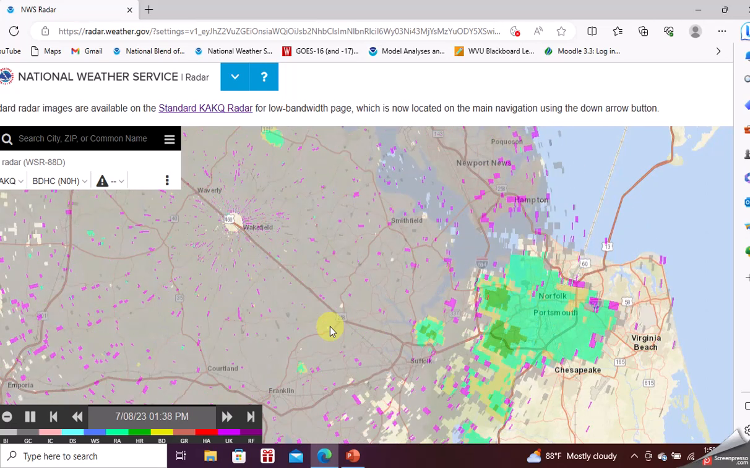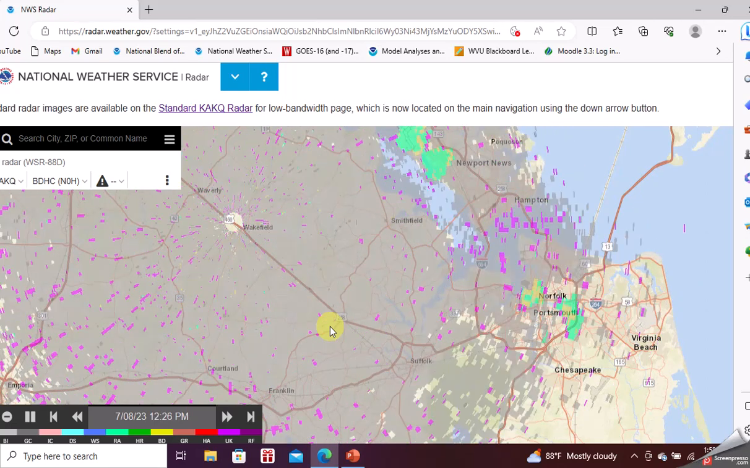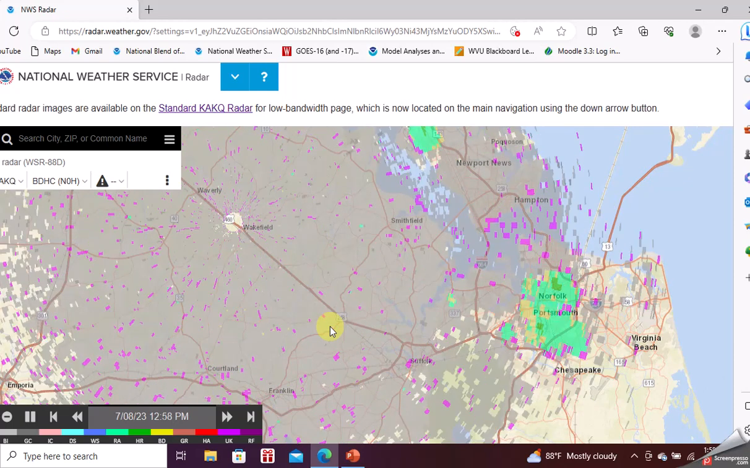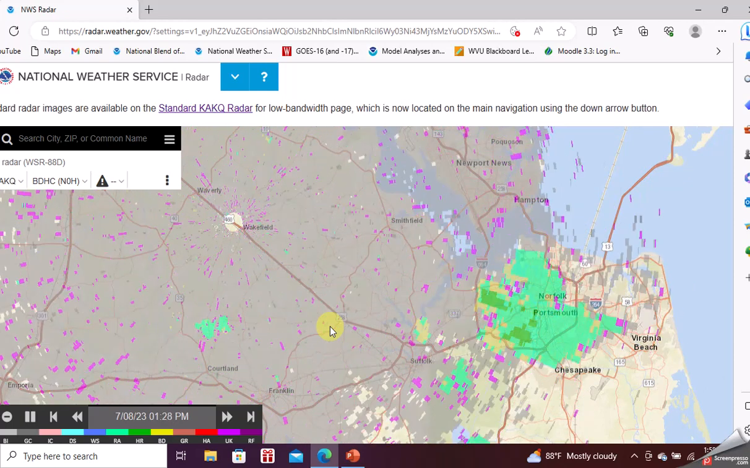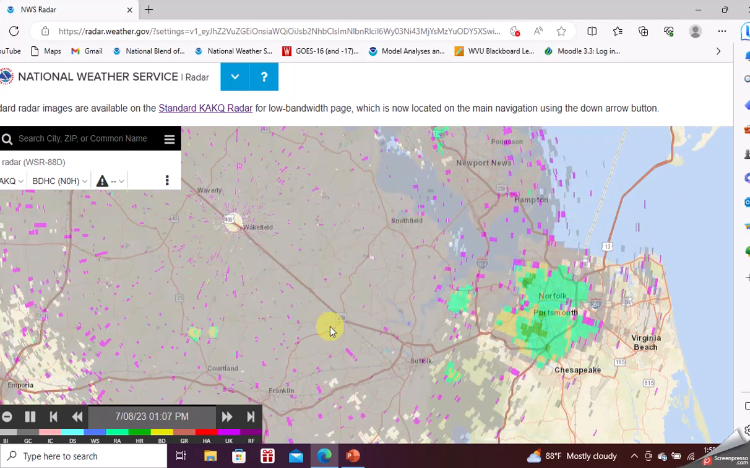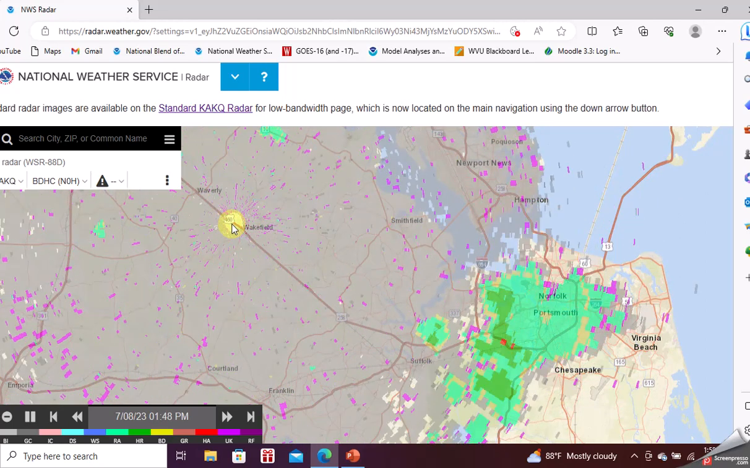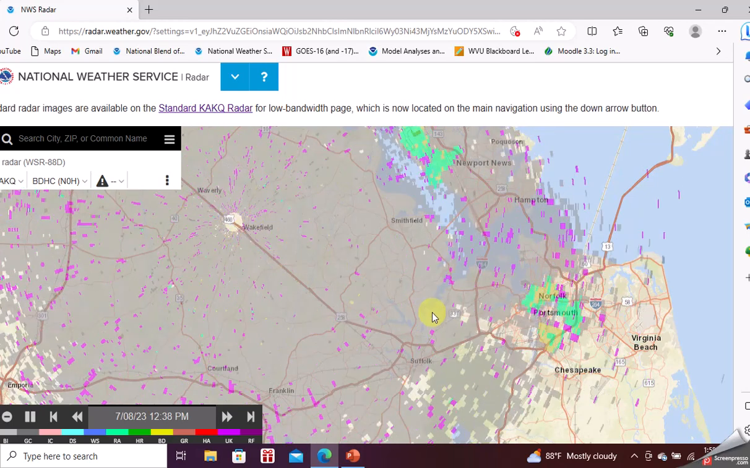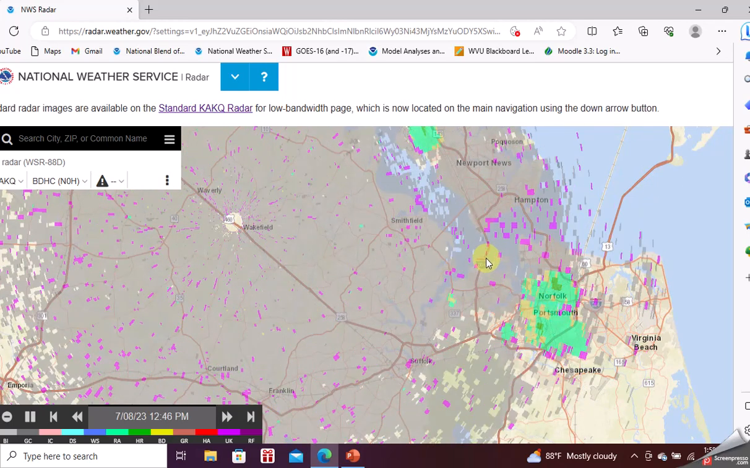Okay, this week we're talking about precipitation. So I thought I would start with radar. And since I have something on near my house, I am using Wakefield's radar. Wakefield's located right there, and my house happens to be right about there.